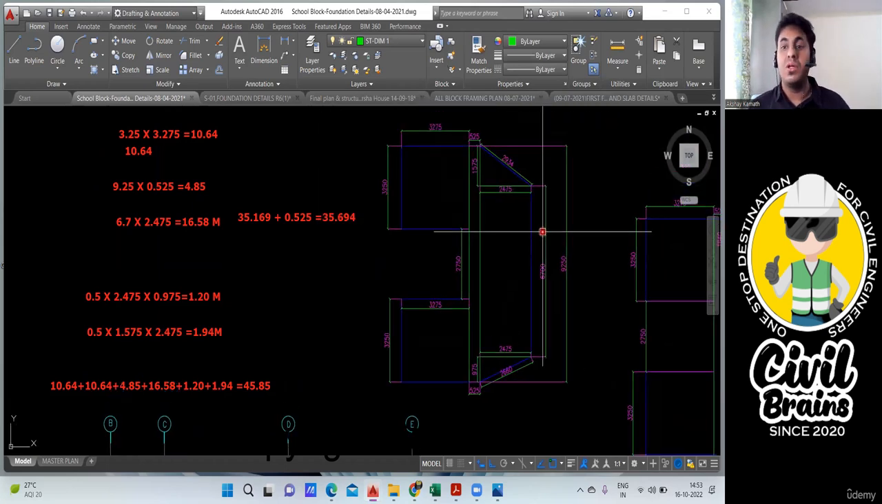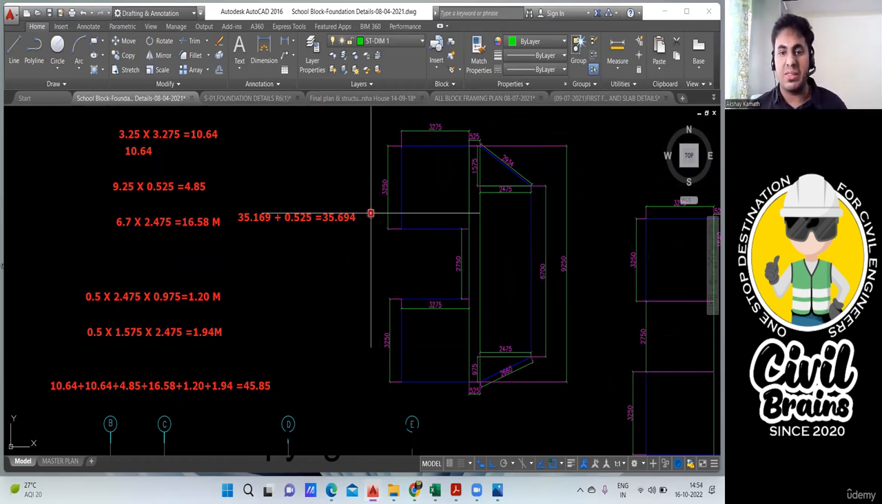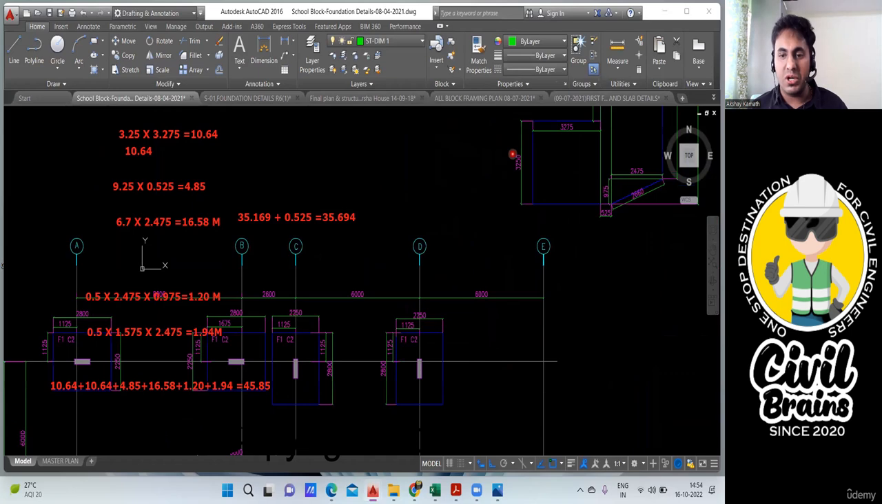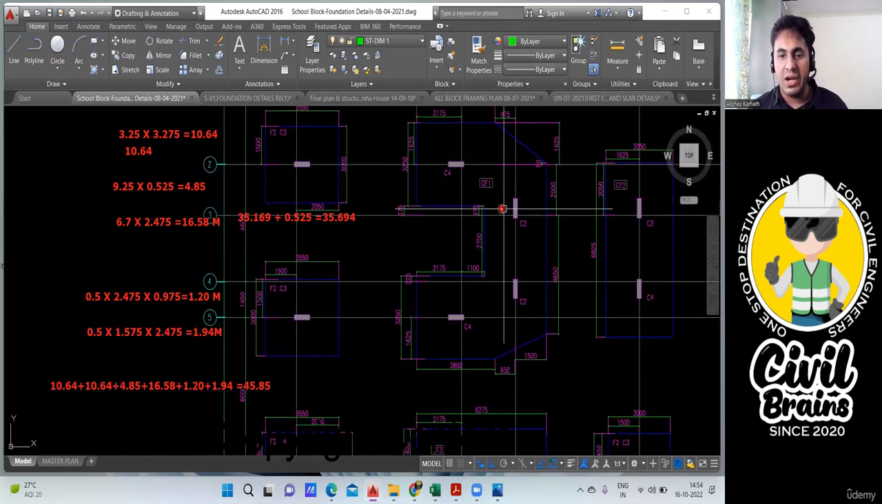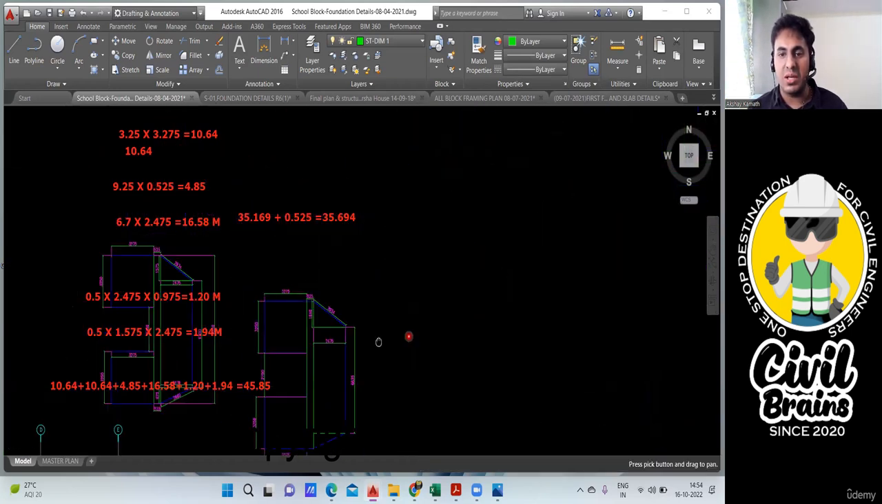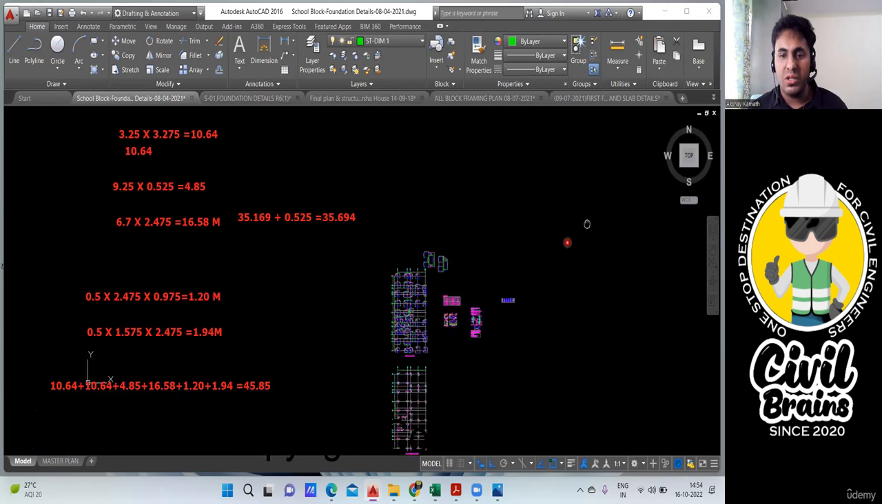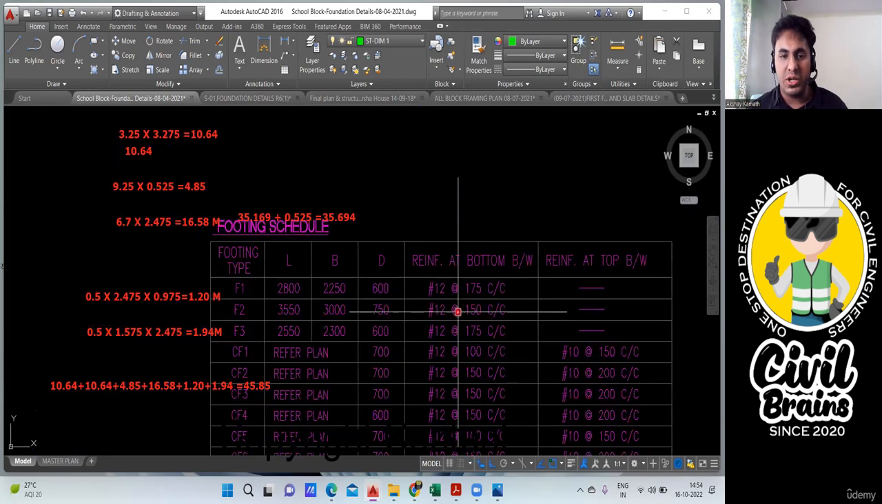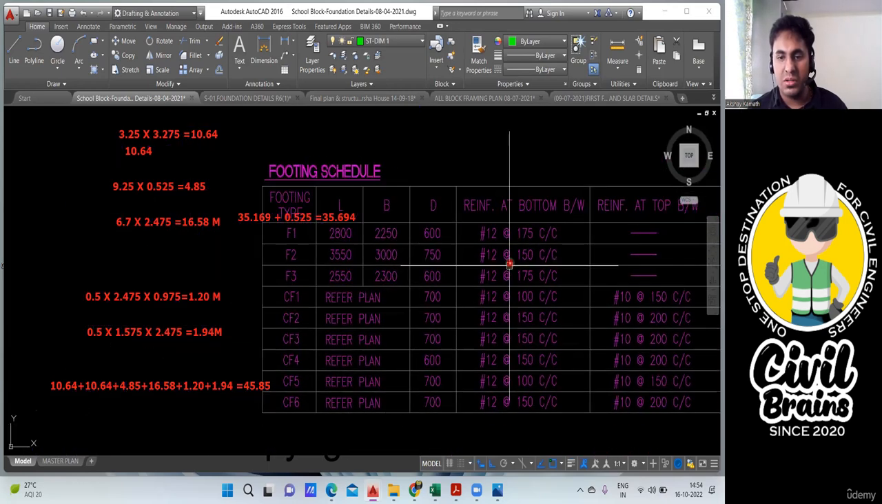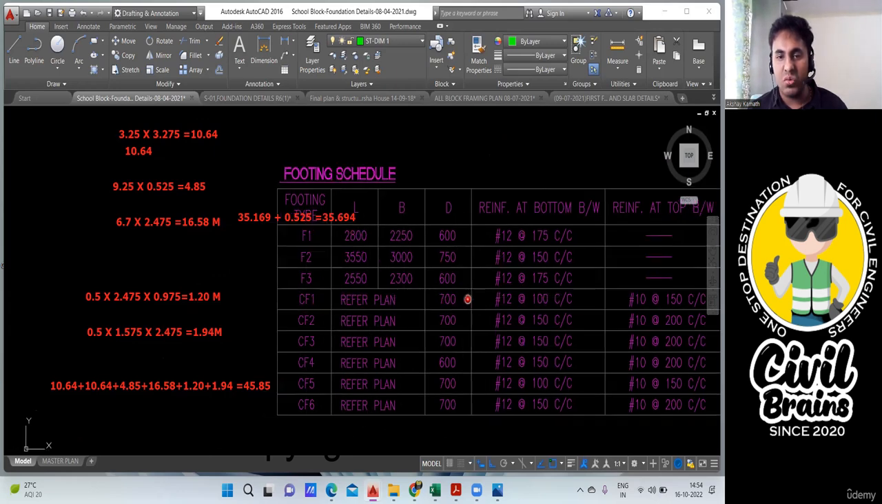Now with this perimeter, you'll find the shuttering quantity. How will you find it? You got the perimeter, multiply this by the depth. That is 35.694. Let us say this particular footing is CF1. And for CF1, what is the depth? It is mentioned in the table. For CF1, combined footing 1, the depth is 700.